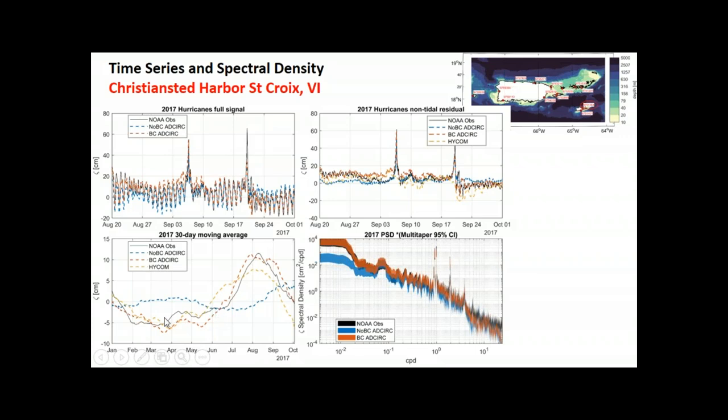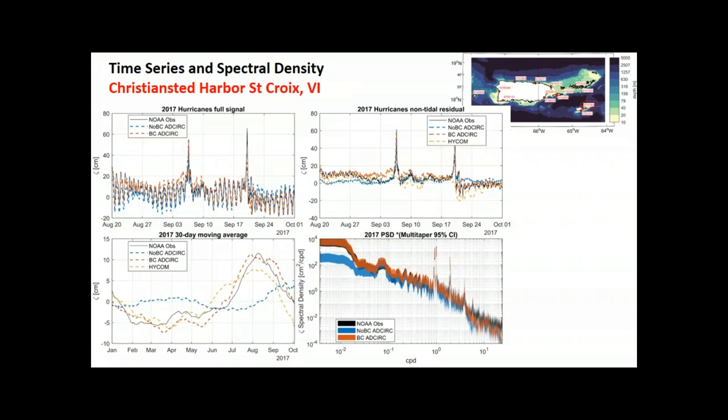And then you look at HYCOM, it gets it pretty well too, but not as well as we do, because we've got a lot of extra coastal resolution. HYCOM is 8 kilometers in the near shore. We're down to 30 meters over there. So we're actually getting extra bang for the buck there in terms of getting that feature.